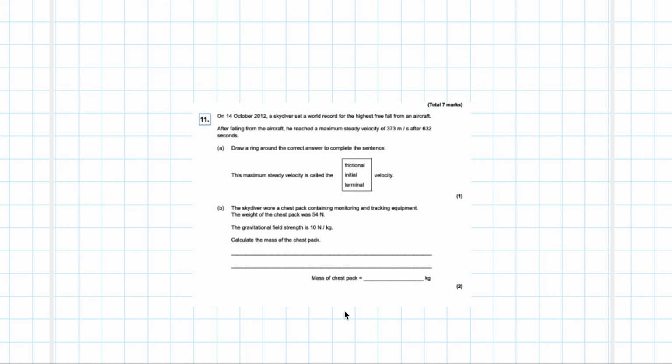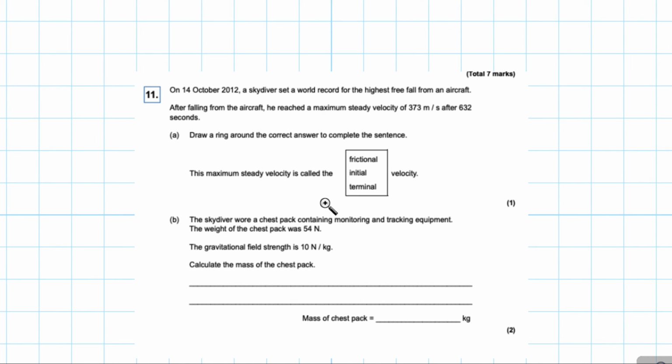Question 11. On 14th October, a skydiver set a world record for the highest free fall. After falling from the aircraft, he reached a maximum steady velocity of 372 meters per second after 632 seconds. The maximum steady velocity is called the terminal velocity. So this is just a definition, which is the maximum velocity you reach is a terminal one. You can't go any faster than that.